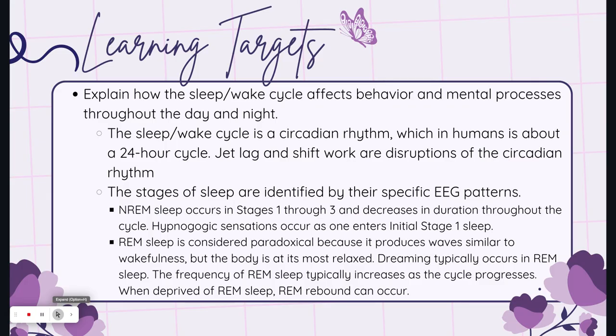The stages of sleep are identified by their specific EEG patterns, i.e., your brainwave patterns. NREM sleep occurs in stages 1 through 3 and decreases in duration throughout the cycle. Hypnagogic sensations occur as one enters initial stage 1 sleep. REM sleep is considered paradoxical because it produces waves similar to wakefulness, but the body is at its most relaxed. Dreaming typically occurs in REM sleep. The frequency of REM sleep typically increases as the cycle progresses. When deprived of REM sleep, REM rebound can occur.